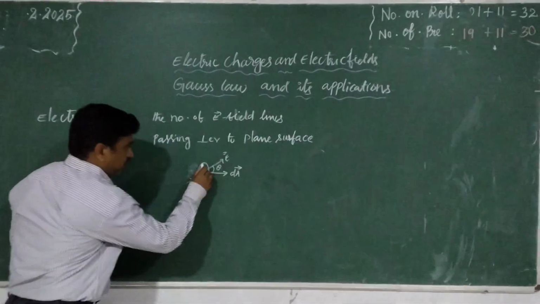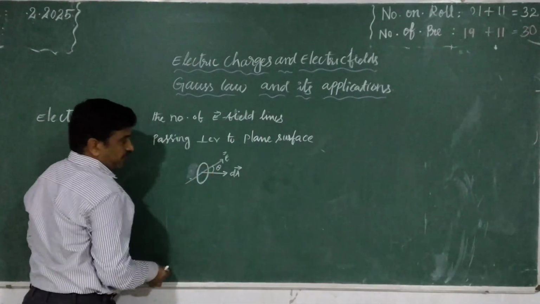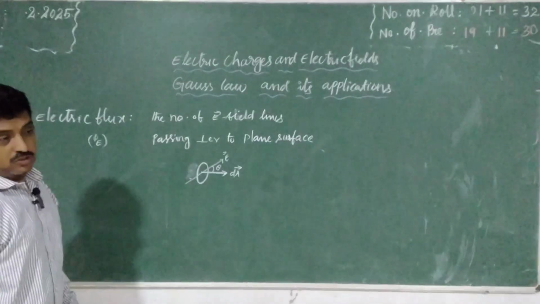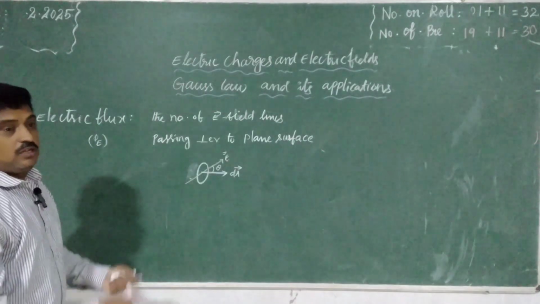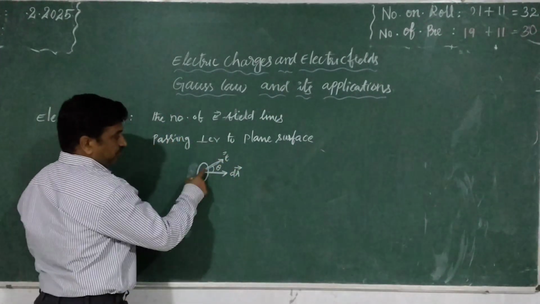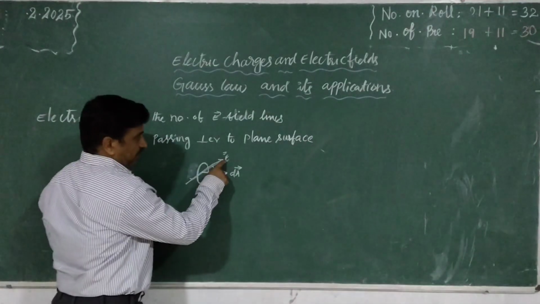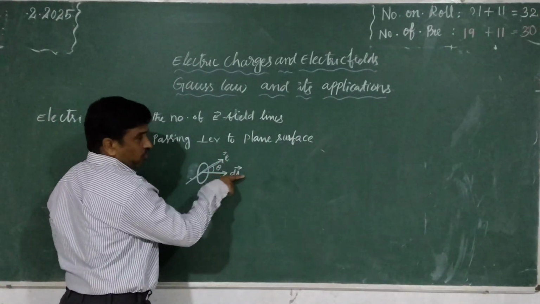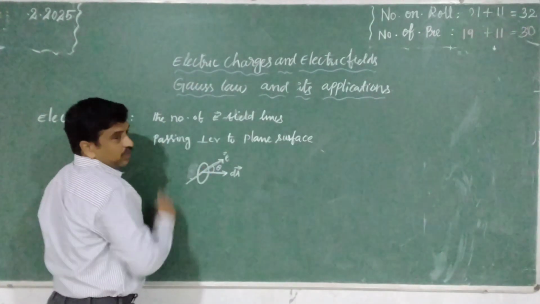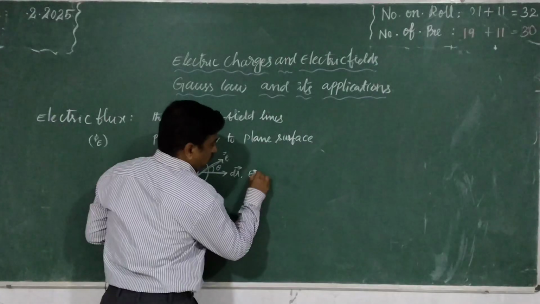For example, here we can consider a small area. This is the small area. It is the area vector dA. dA is the area vector. See here, this is the electric field E, which makes angle theta with the area vector. Actually, the electric field has two components. One is along the area vector, another is perpendicular to the area vector. This is E sin theta, this is E cos theta.